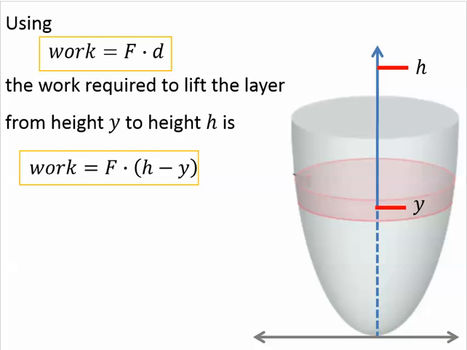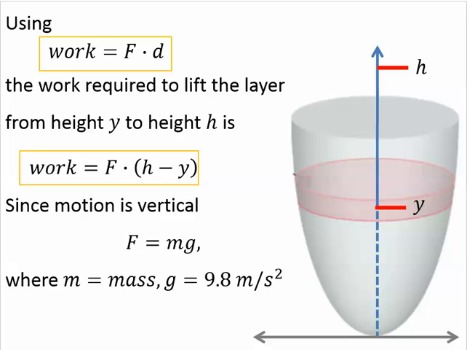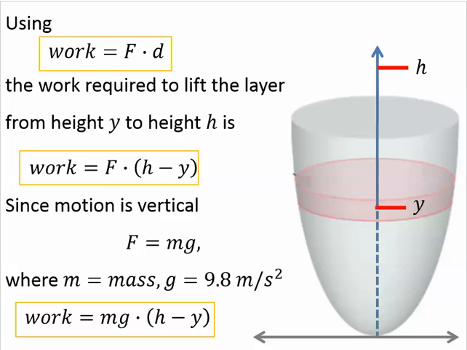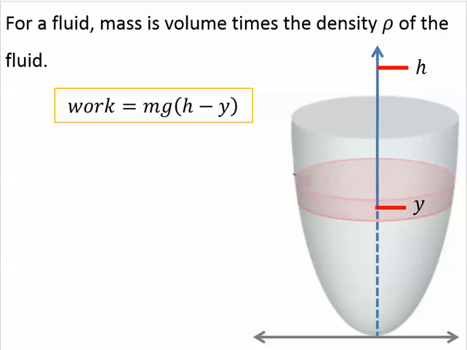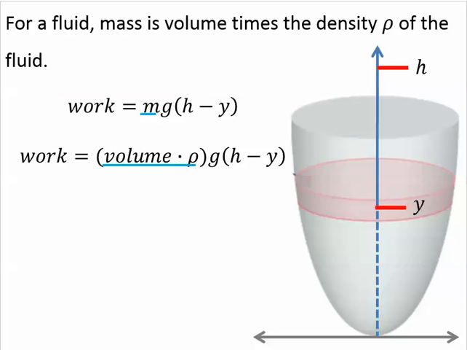So work is force times displacement, and just replace the displacement with h minus y. Now, motion is vertical, and so instead of F, we're going to put in mg. All right, let's work on the mass. For a fluid, mass is volume times the density rho of the fluid.